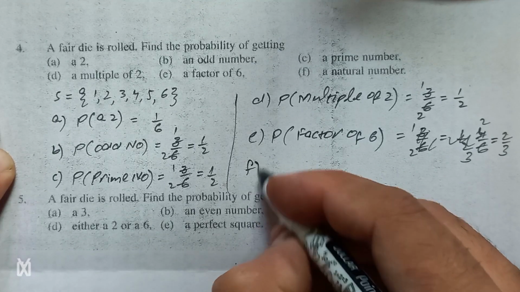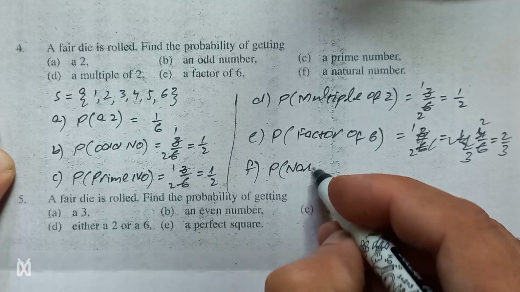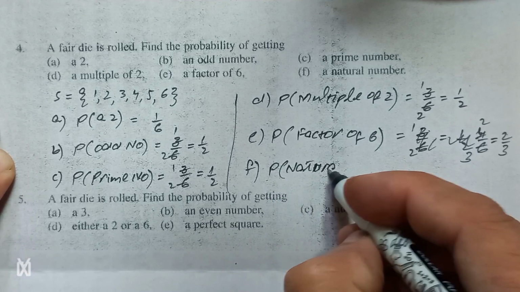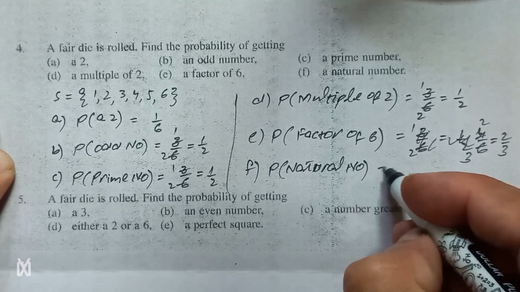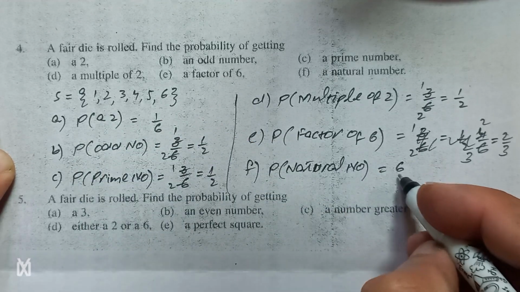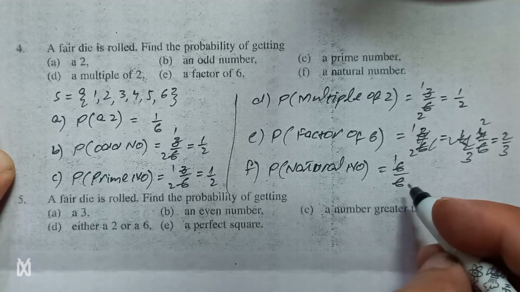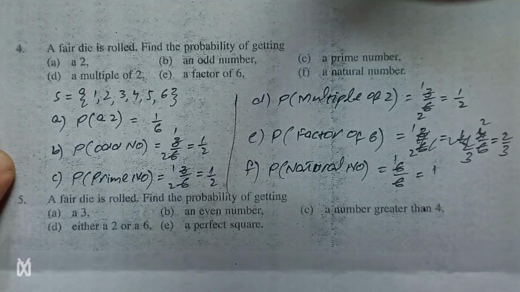Last part, F part is a natural number. Probability of natural number. So all numbers are natural. So it means 6 favorable outcomes. So 6 total outcomes. So 6 1s are 6, 6 1s are 6. 1 will be the probability of F part.